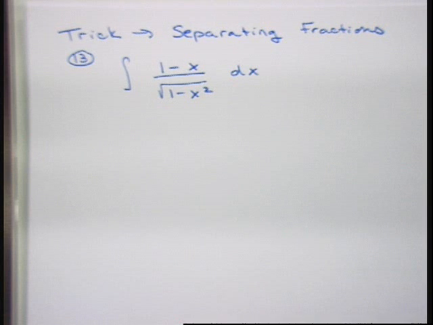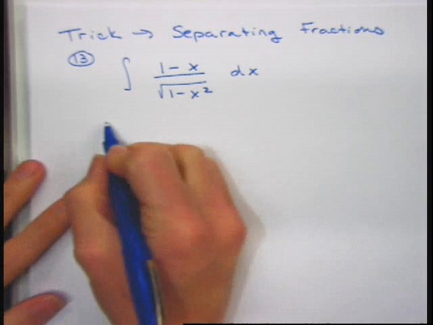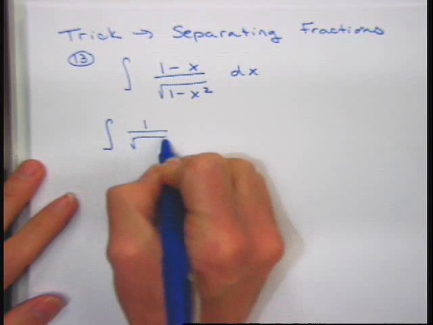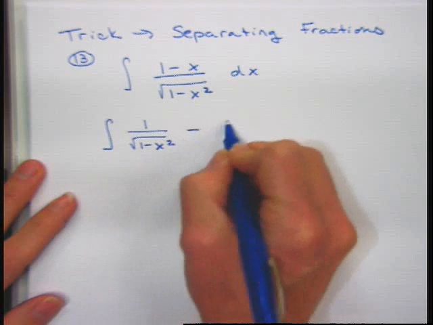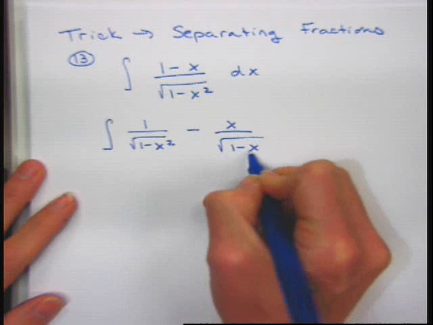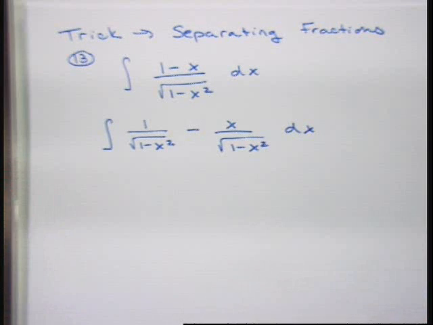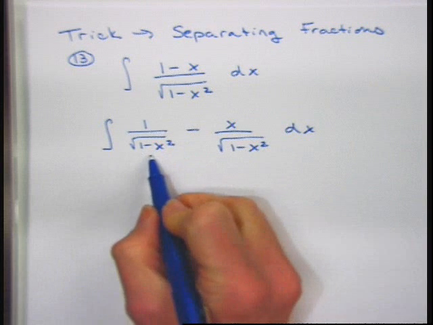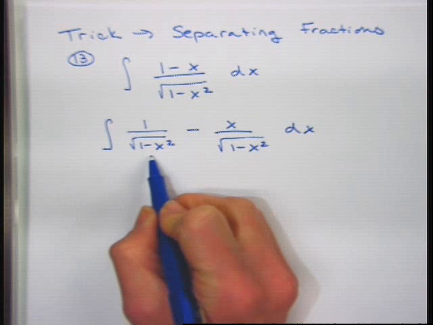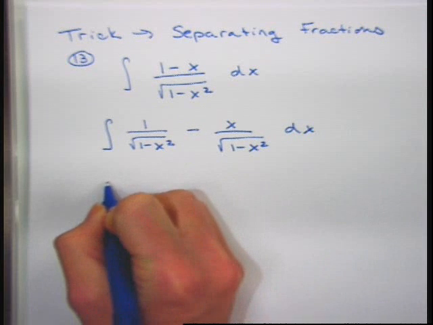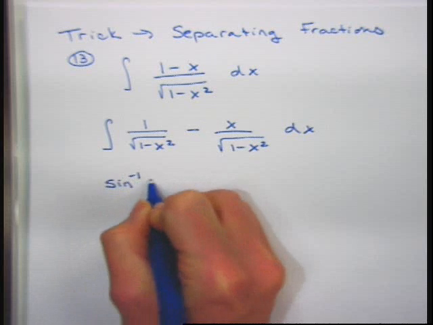This is not an improper fraction because the bottom degree is lower than the top degree, right? So we're not going to use the long division technique. But what we can do is we can split this up, and we can write it as 1 over the square root of 1 minus x squared minus x over the square root of 1 minus x squared. Is that okay? Now, you can't separate your bottom up. You know what I mean? But you can separate your numerator and put it over the whole bottom. All right, then what is this guy? That's my arc sine. So this is going to be inverse sine of x.